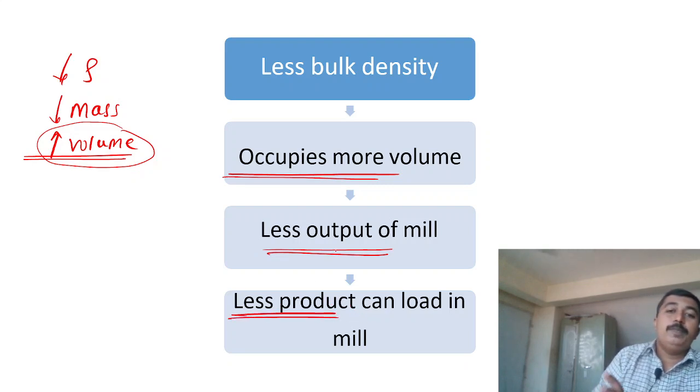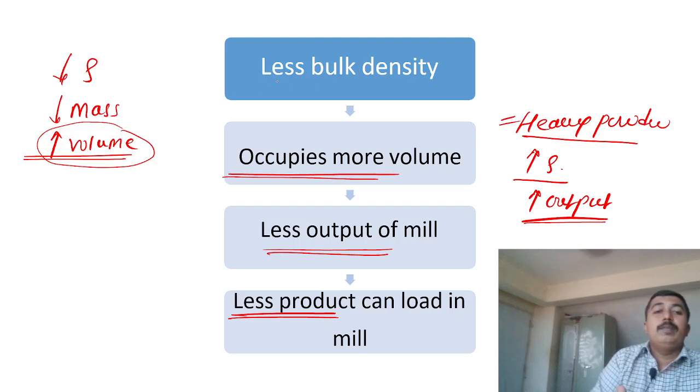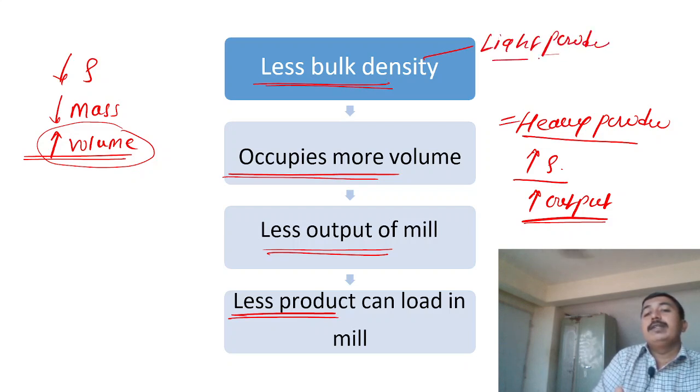That's why, which powder is suitable for better size reduction? The heavy powders. Heavy powder means more density. More density means more output. So such powders are suitable for size reduction. Powders with less density, meaning light powders, are not suitable for size reduction. These powders are not suitable because product output is less.